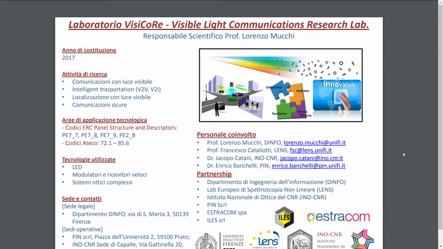Once you have bought a VLC lamp, that will have a cost that is not the same as a traditional lamp, obviously. With the same lamp, you can do both the two things. And a lot of other applications could be imagined, where light can be useful for carrying information.